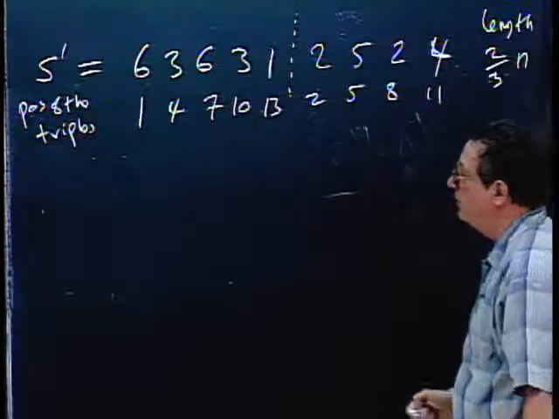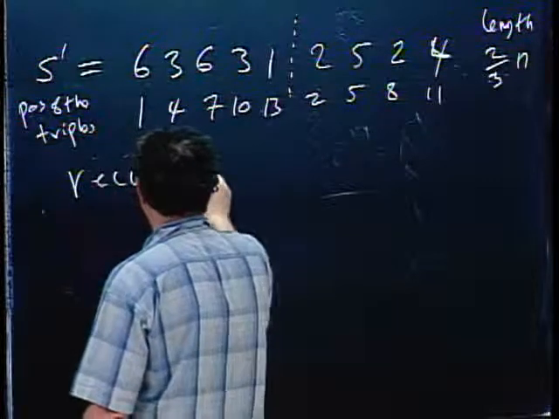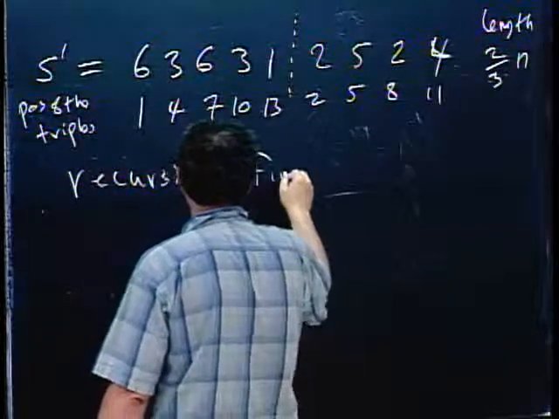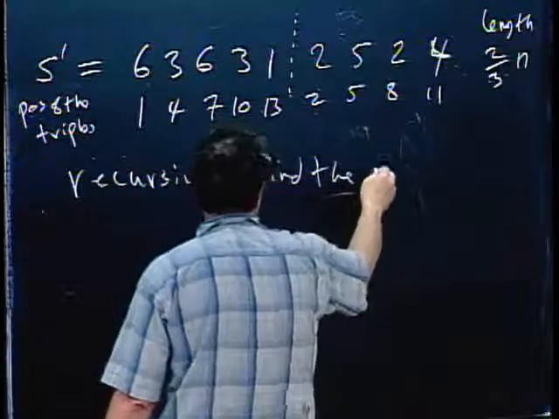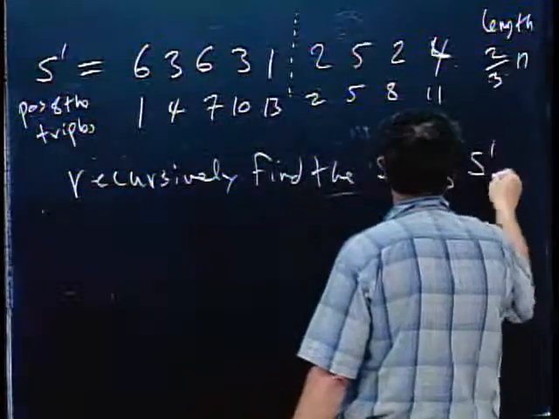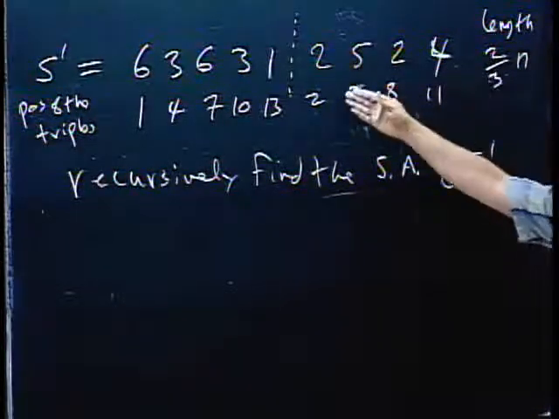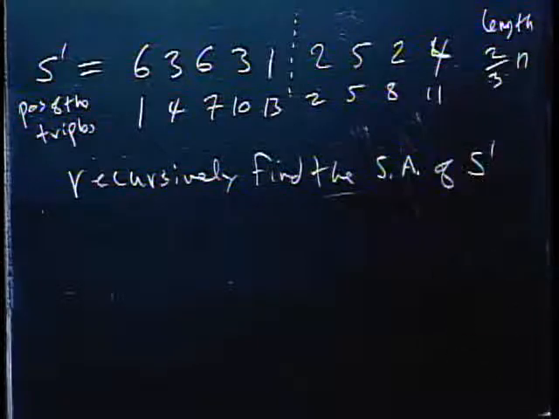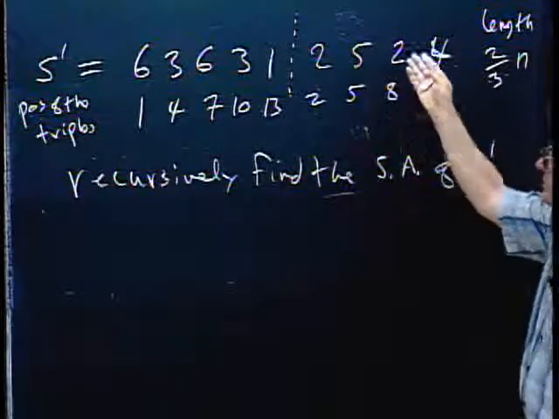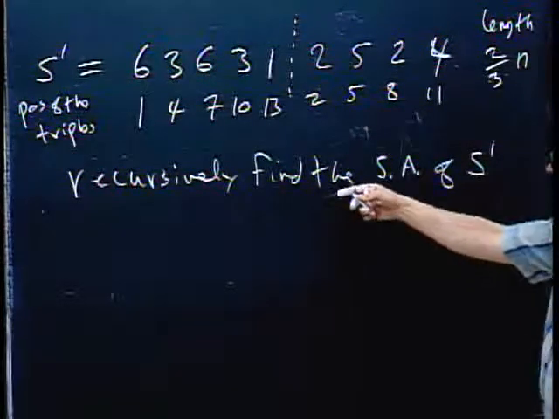Okay, and now what we're going to do is recursively find the suffix array of S prime. Okay, S prime is a string. It happens to be a string of integers. We started with a string of letters in some alphabet. Now we have a string of integers, but it's a string, and we can think of finding the suffix array of it.